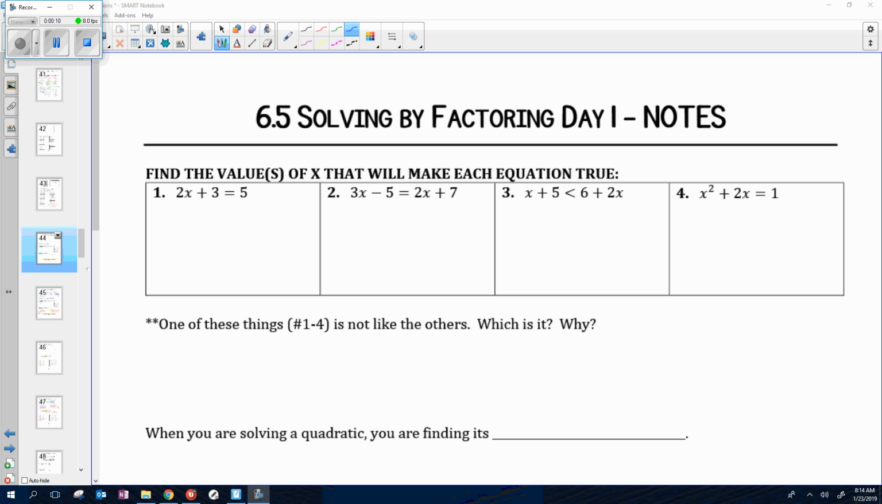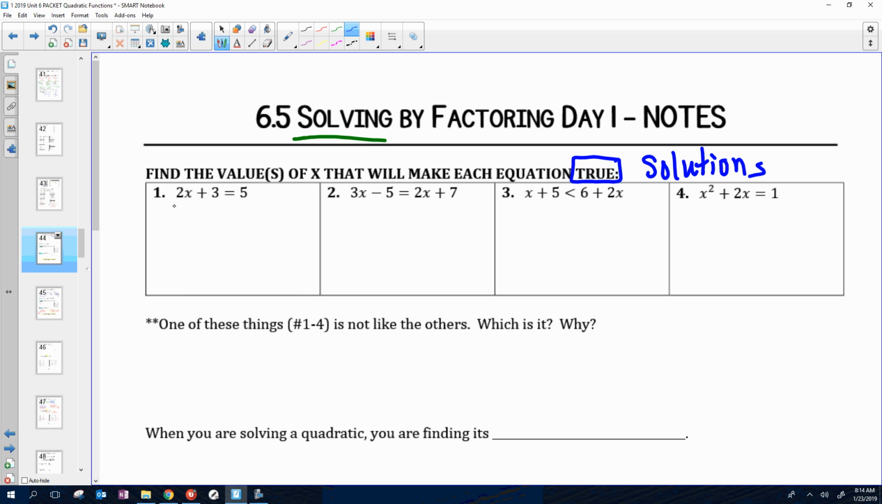And we're going to start off by looking at some equations that we've seen before to try to remember how to solve equations, because we are solving. Okay, so find the values of x that will make each equation true. So we're basically looking for solutions to these equations.